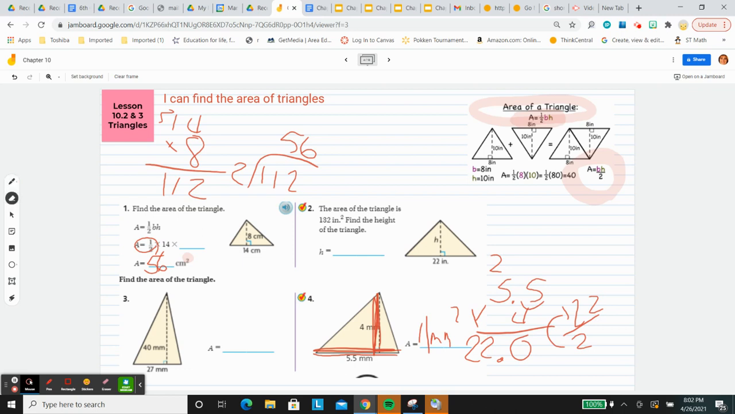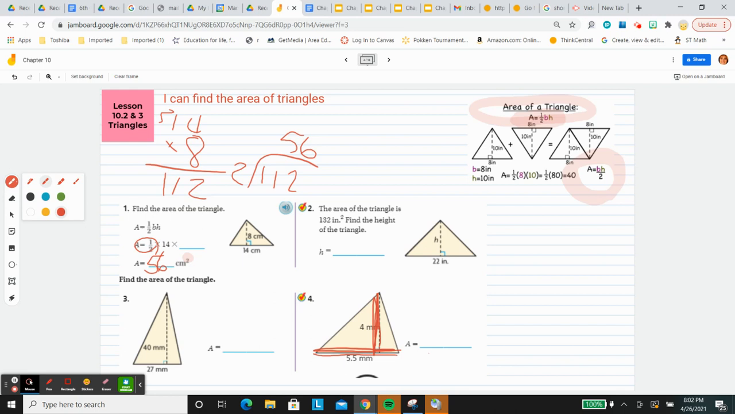All right, I want to do one more problem with you. So I'm going to erase this space right here. I want to do problem number 2. Number 2 is a little bit tougher because you're given the area. The area is 132. So the answer is 132 is equal to, okay, 22 times the height divided by 2. Okay? Now we're going to do some algebra.